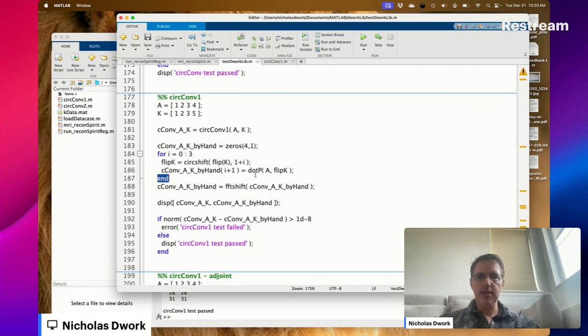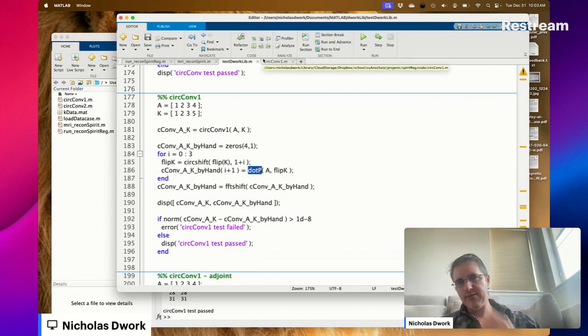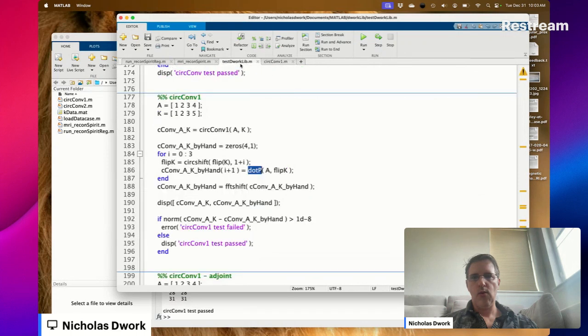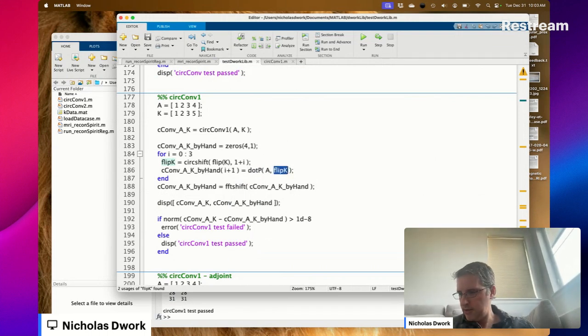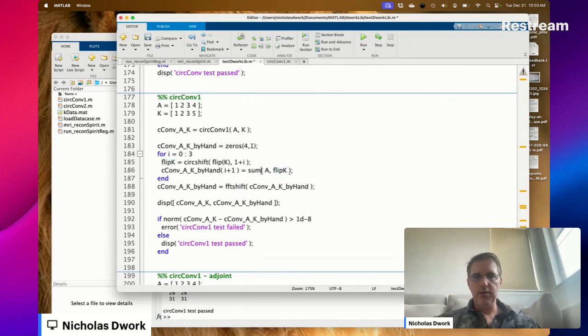Now here's a question, do we actually want dot product here? Because the dot product with complex values conjugates the complex values of the second argument. I think it's called conjugate linear. When we're doing circular convolution, do we conjugate the values or not? I think the answer is no. So I'm going to do sum of pointwise multiplication. That should still work. Sure enough, the convolution test passed.